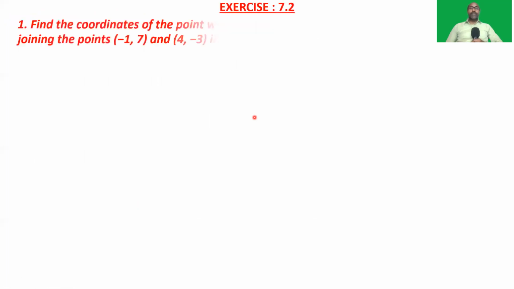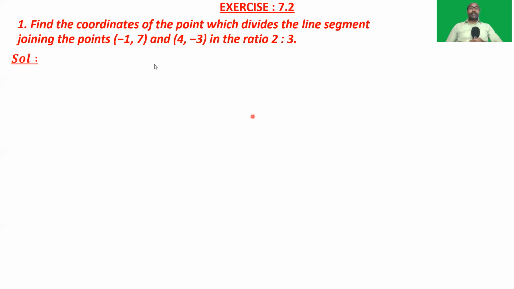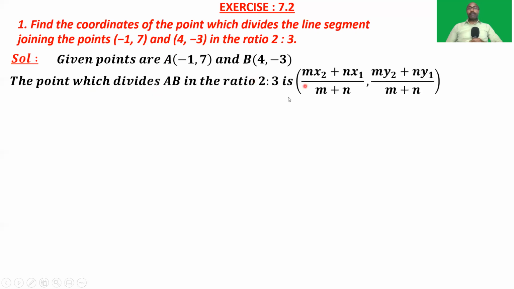The first one. Find the coordinates of the point which divides the line segment joining the points (-1, 7) and (4, -3) in the ratio 2:3. So students, here the given points are A (-1, 7) and B (4, -3). Now the point which divides the line segment joining A and B in the ratio 2:3 is given by the formula mx2 plus nx1 by m plus n, my2 plus ny1 by m plus n.